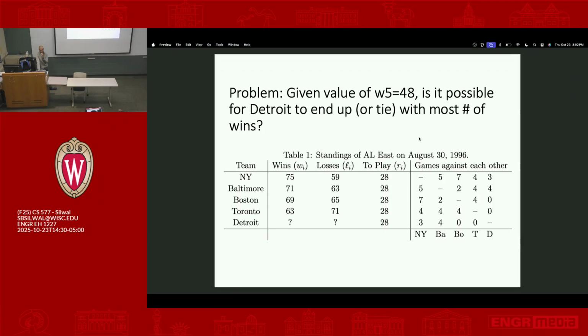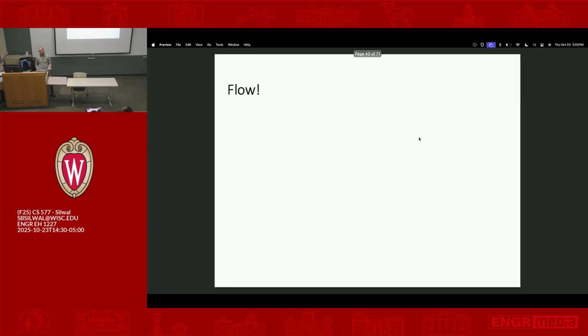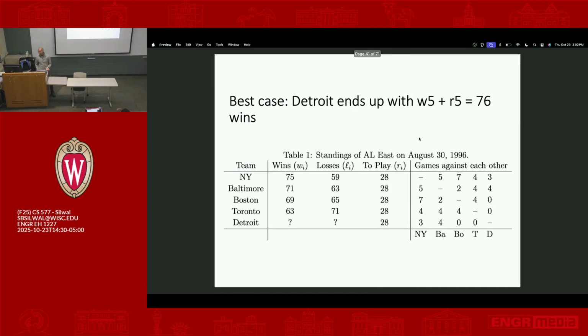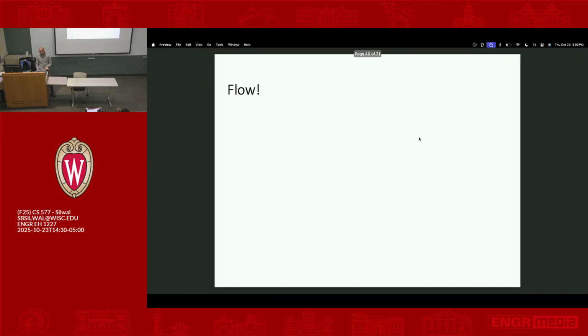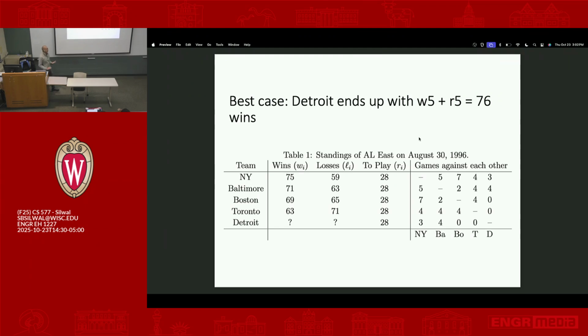Okay, so that's the problem. Like I said, for flow, we need a graph. There's no graph here, so we need to create a graph. So first, let's make a simplification. We know that we're trying to help this team as much as possible.